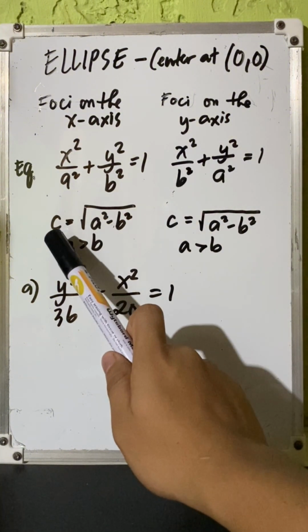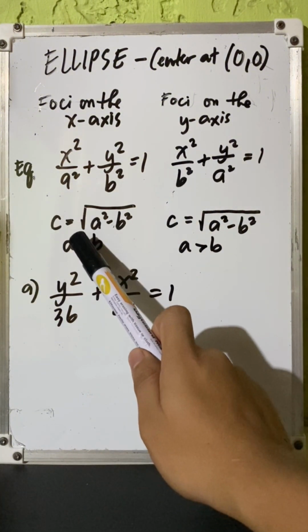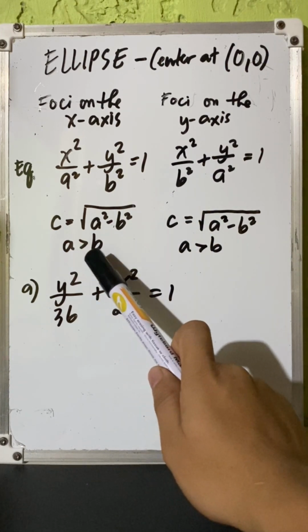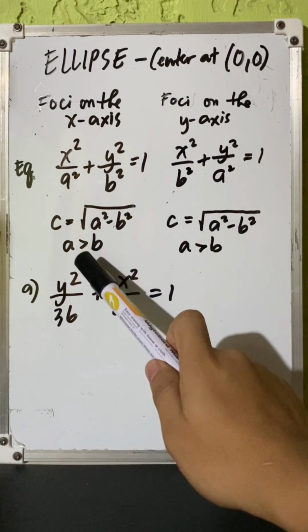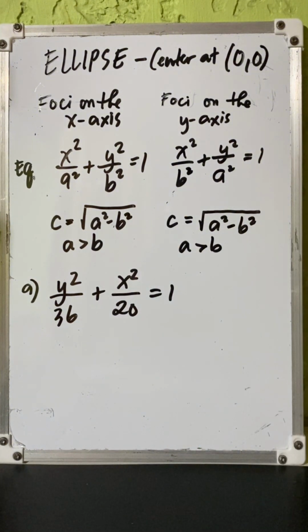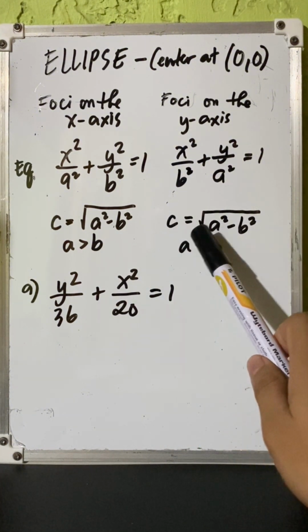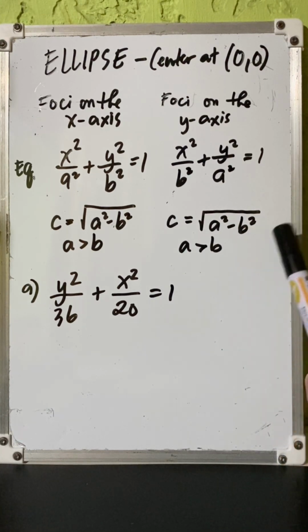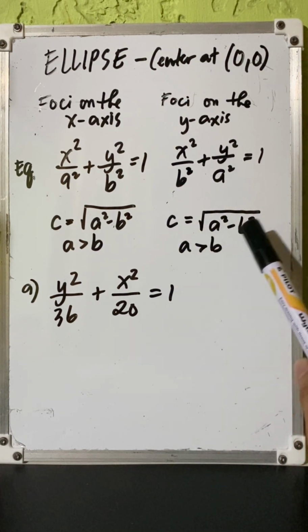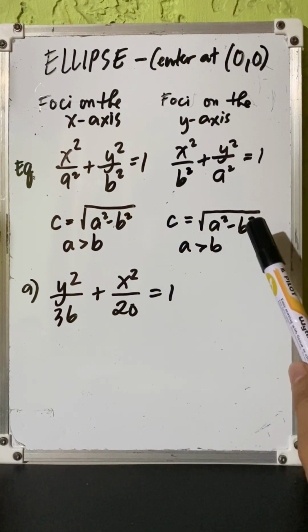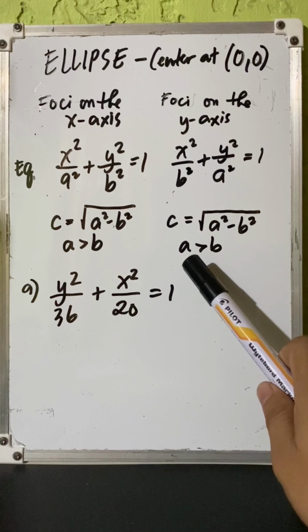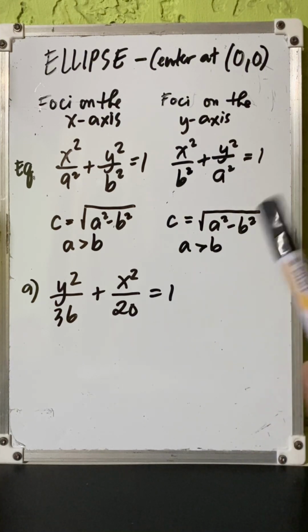The value of c, which is the focus, is the square root of a squared minus b squared, such that a is greater than b. Take note, a is greater than b. On the other hand, we have c is equal to the square root of a squared minus b squared. Okay, the same equation. If you're familiar with this, it is the Pythagorean theorem or formula. It's also a is greater than b.